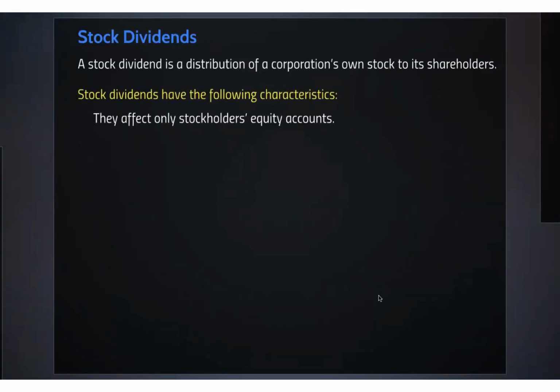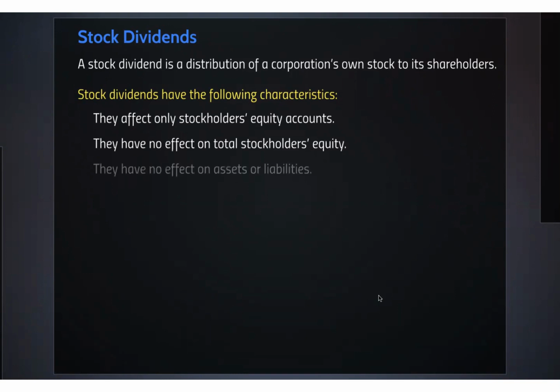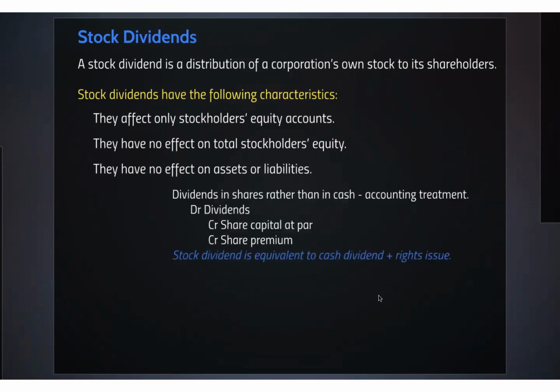Stock dividends have the following characteristics. They affect only stockholders' equity accounts. They have no effect on total stockholders' equity, never. They have no effect on assets or liabilities. And dividends in shares rather than cash should be accounted for like that: debit dividends, credit share capital and share premium if we issue additional shares for dividend purposes at a premium.